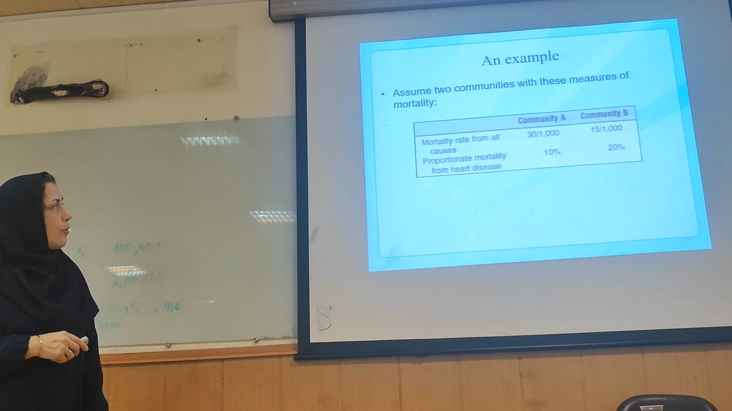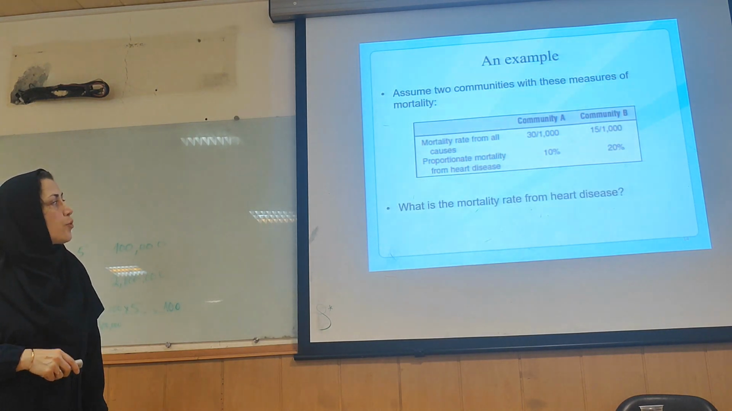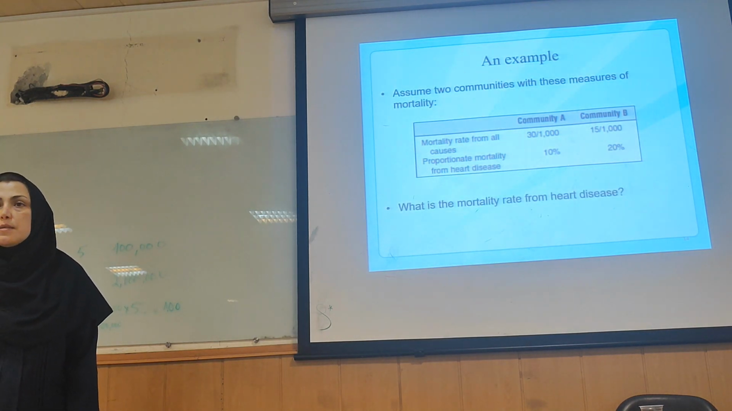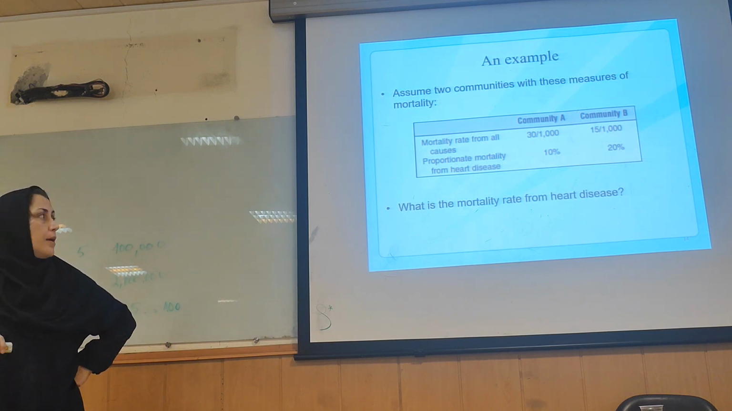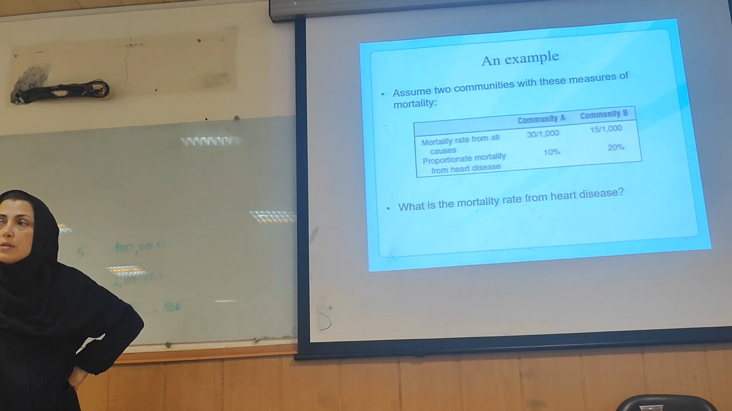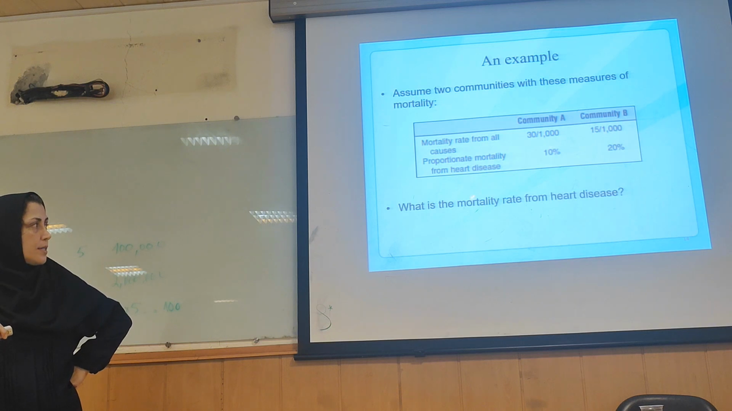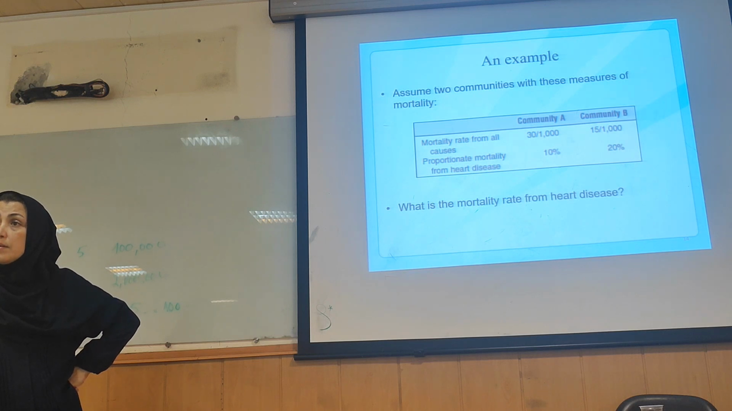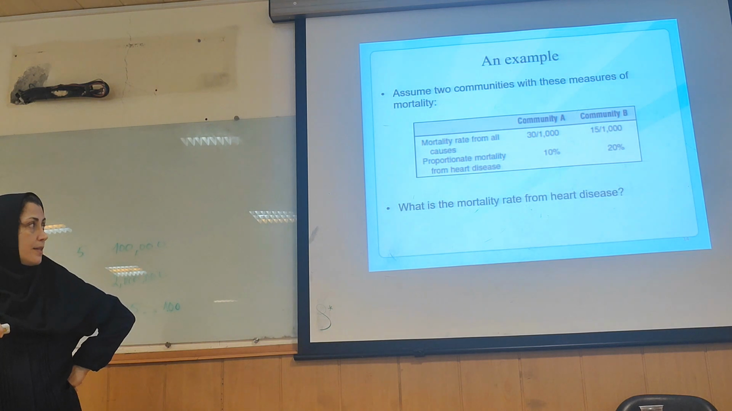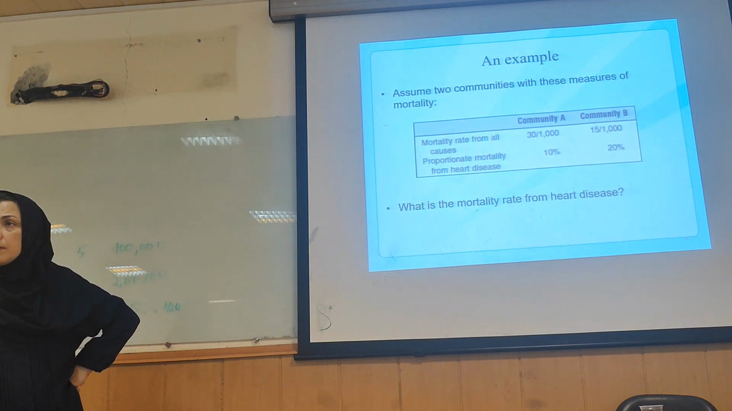Okay? How about mortality rate from heart disease? As comments say, mortality rate from heart disease is cause-specific mortality rate. Am I right? Okay. What is the cause-specific mortality rate from heart disease? You know the total number of people who are dying with heart disease. How can we find this? We have to find this.